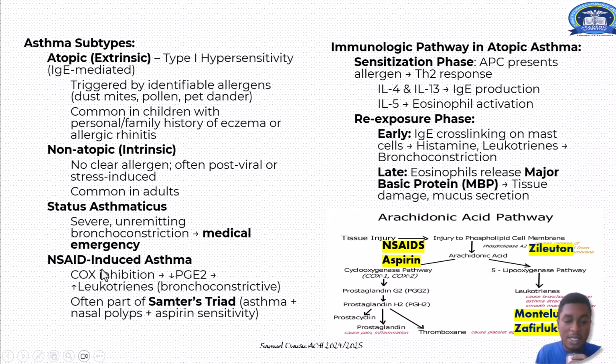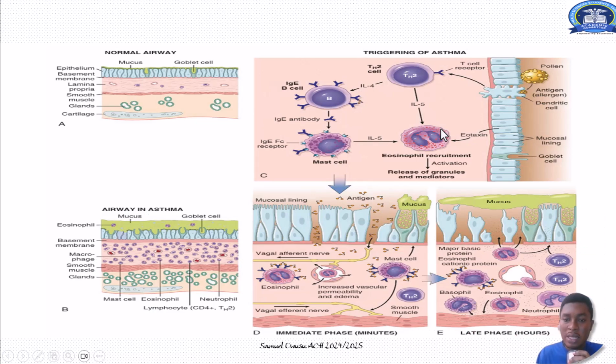Okay, so we have NSAID-induced asthma. These are bronchoconstrictive, and they are often part of what we call the Samter's triad. So we have asthma with nasal polyps and then aspirin sensitivity. Okay, now let's look at the immunological pathway in atopic asthma, which is the extrinsic asthma. There are two pathways, there are two phases. You have the sensitization phase, and then we have the re-exposure phase. So let's look at it.